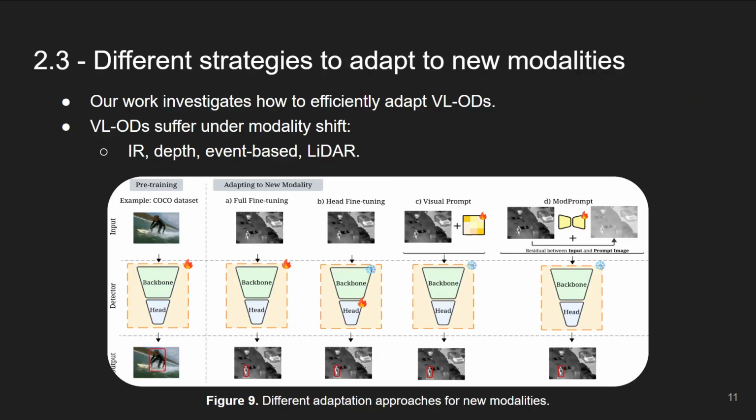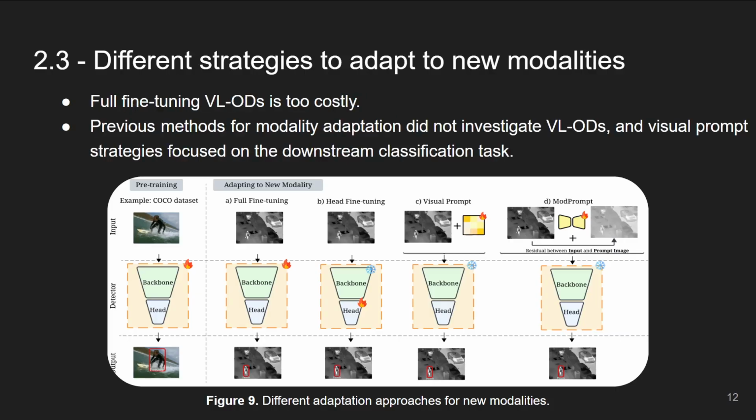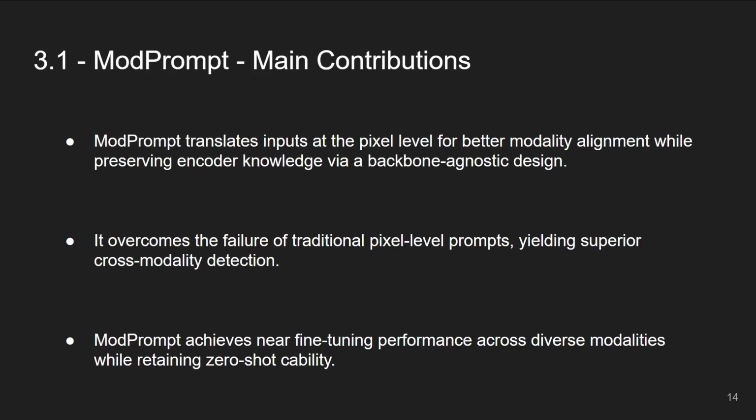We have different strategies to do the adaptation. After we have a pre-trained object detector, we can adapt to a new modality by full fine-tuning or head fine-tuning. We can adapt by visual prompt, where we adapt the input, or we can use our method, ModPrompt. In ModPrompt, we translate the input at the pixel level for better modality alignment, while we preserve the encoder knowledge via a backbone-agnostic design. It overcomes the failure of traditional pixel-level prompts, and we have better cross-modality detection. We achieve superior performance, near fine-tuning performance across different modalities, while we retain zero-shot capability.